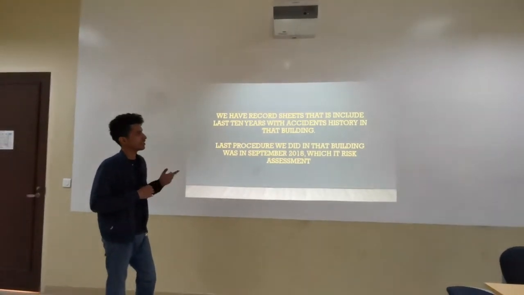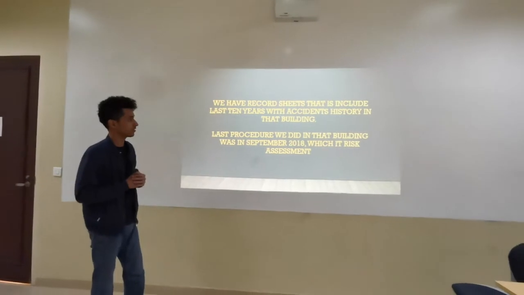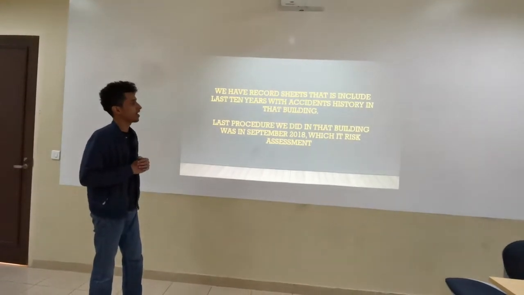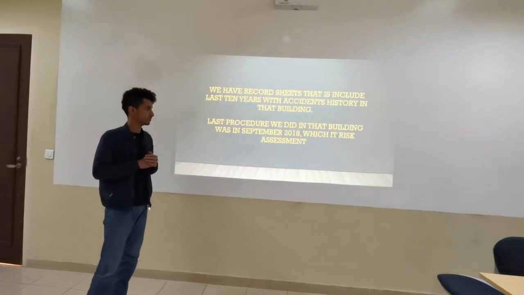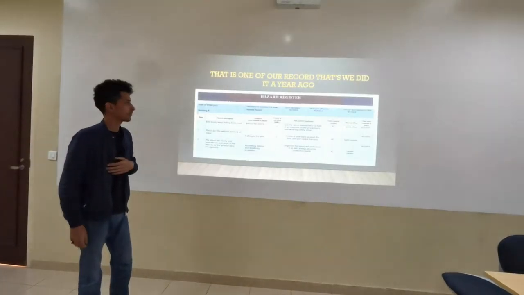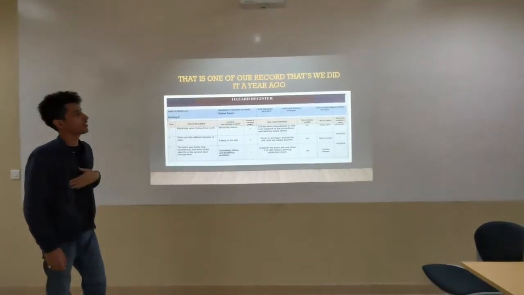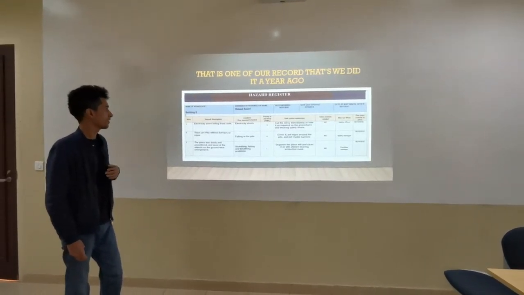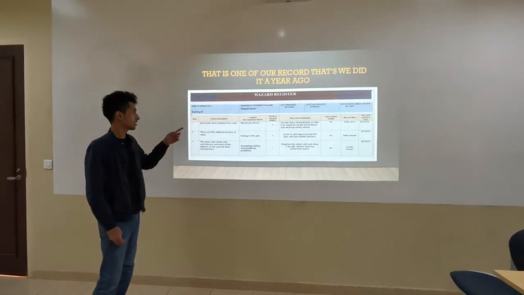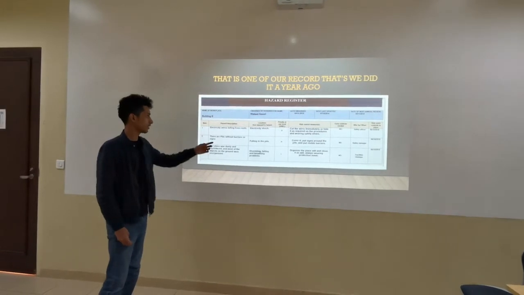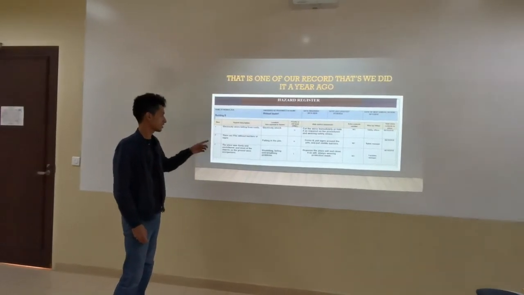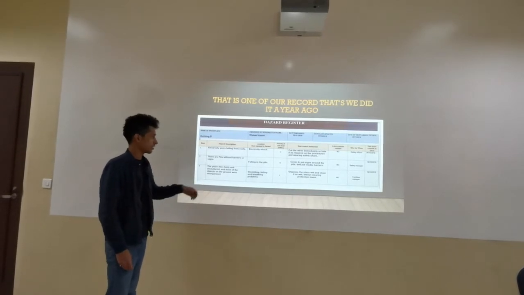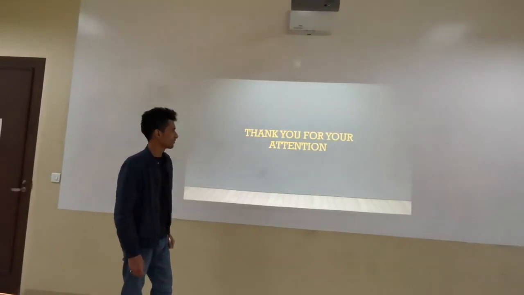We have record sheets that include the last 10 years of accident history in that building. The last record we did in that building was in September 2018, which was a risk assessment. This is one of our records that we did a year ago. Like you see, this is the schedule in Building B. The hazard is electric wires falling from roofs, and the next hazard is pits without braces or signs, and the wires. And this, thank you for your attention.